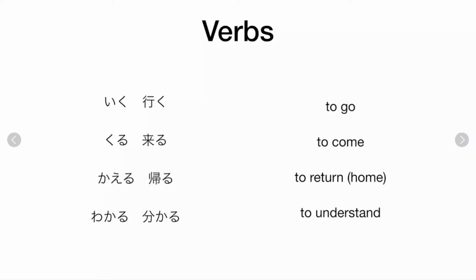So let's see. Okay, so let's talk about verbs. So here's a couple of verbs. Iku is to go. Kuru is the opposite of going somewhere. It's to come. Kaeru is to return. In this case, we're going to say kaeru is to return home. So it's to go back home. And wakaru is to understand. Okay? So iku, kuru, kaeru, wakaru. These are the four verbs we're going to work with for now.